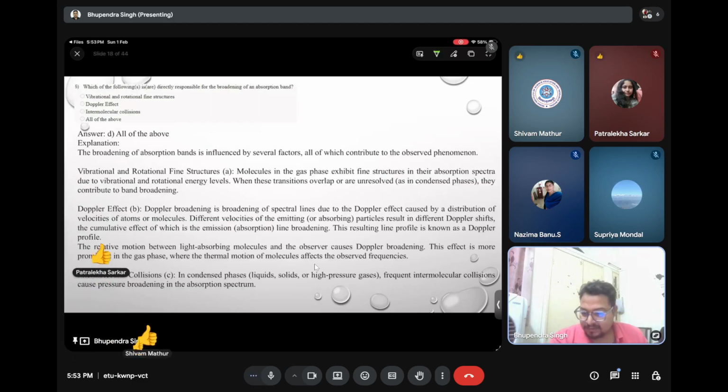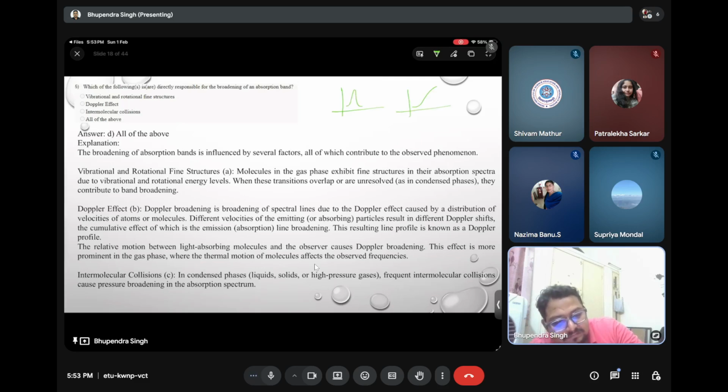Okay. Which of the following is directly responsible for broadening of absorption band? Broadening of absorption band means, maybe the absorption band can be like this. If broadening of absorption, it means this. The width of the absorption is small here, and the width of the absorption in this case is higher. So this is called the broadening of the absorption band. So the question is, which of the following, this is a multiple select question, is directly responsible for broadening of the absorption band.